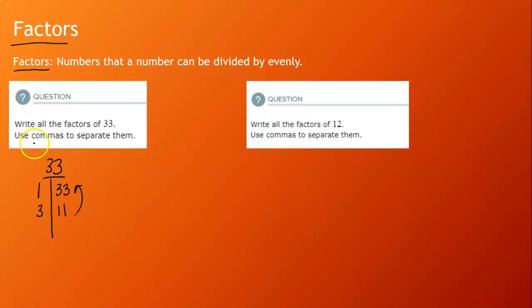It's important to enter things correctly in ALEKS or it will count your answers wrong. So you want to use the commas to separate them. So it should be 1, 3, 11, and 33. There are 4 factors of 33.